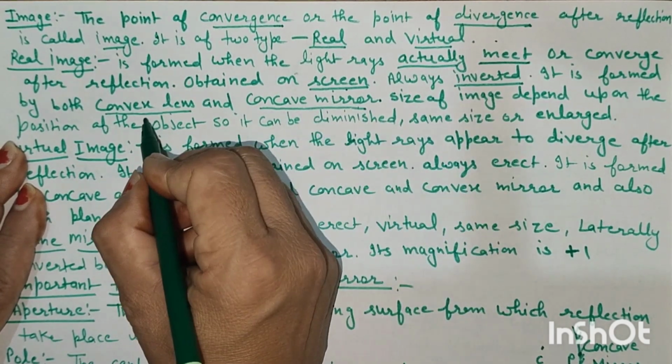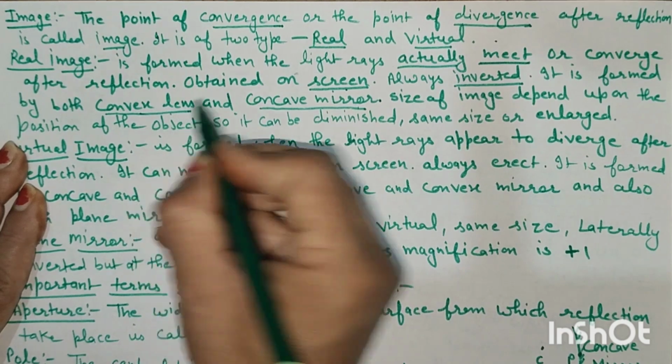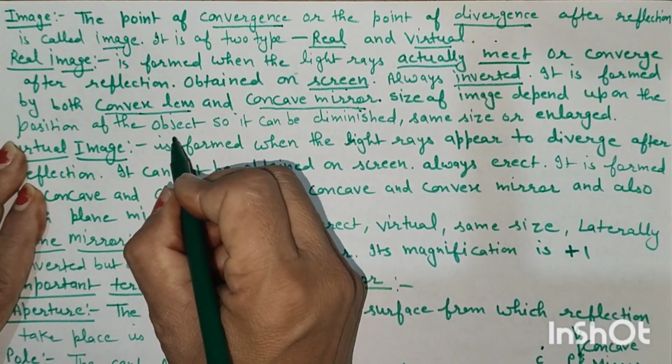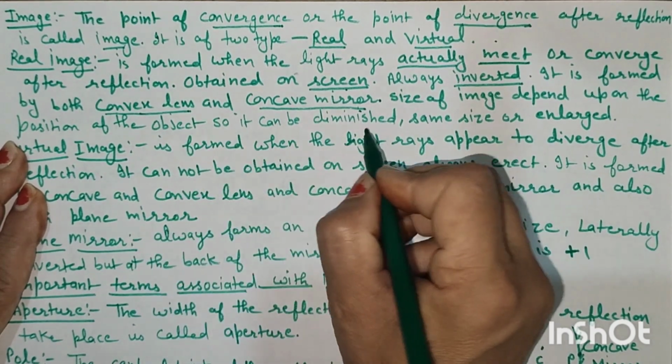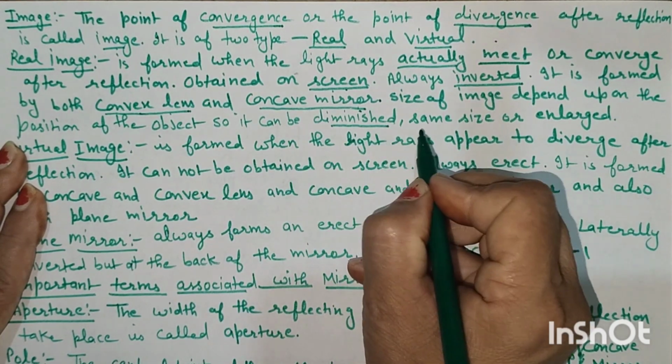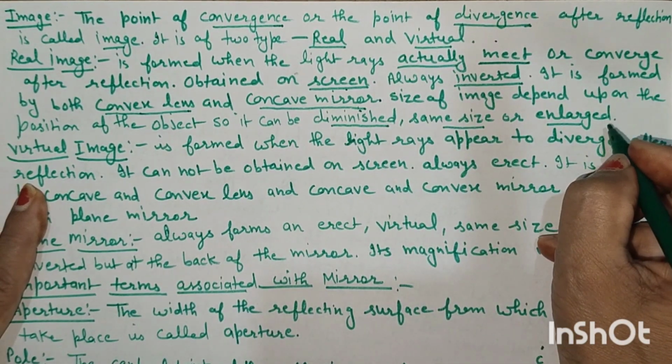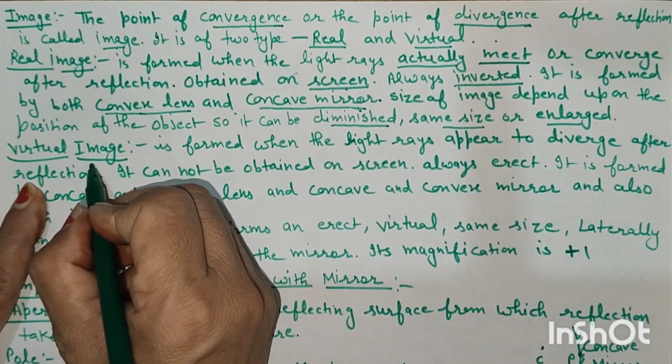Real image is always formed by the convex lens and concave mirror, and the size of the image depends upon the position of the object. So it can be diminished, same size, or enlarged. Diminished means very small. Enlarged means very large.